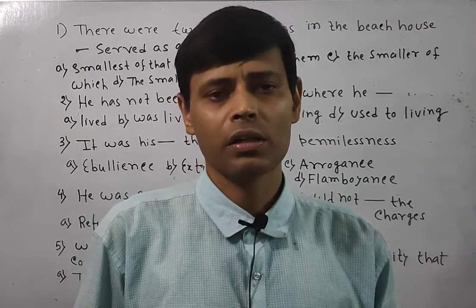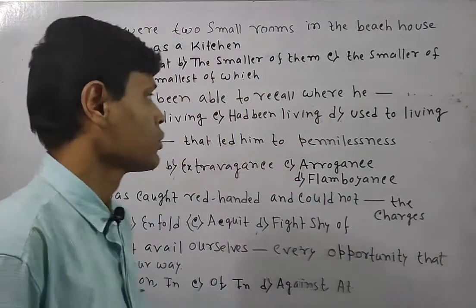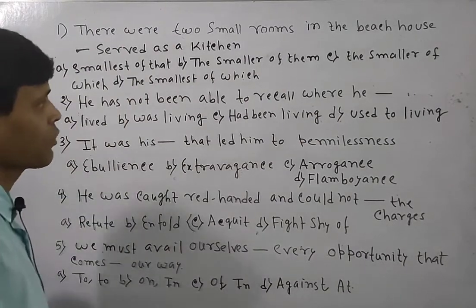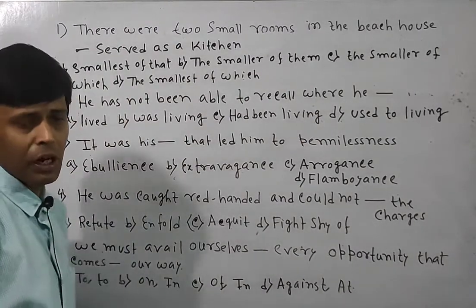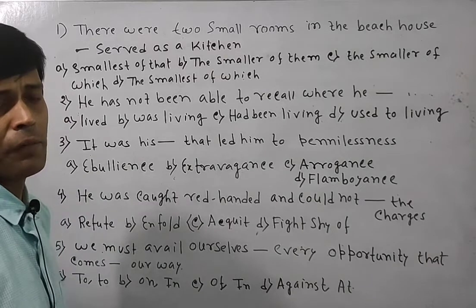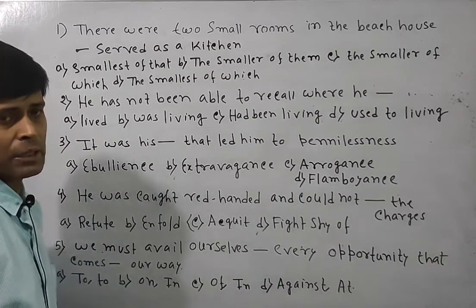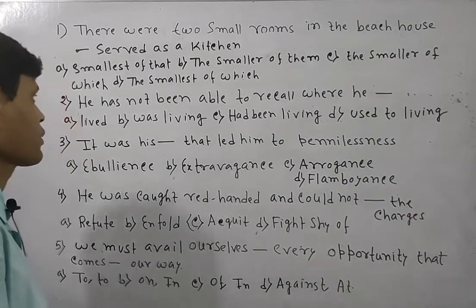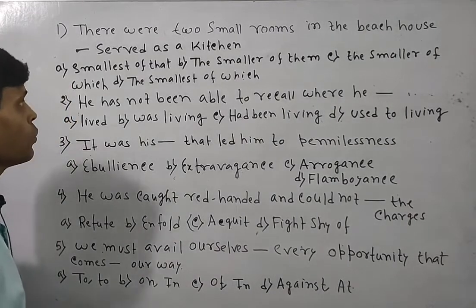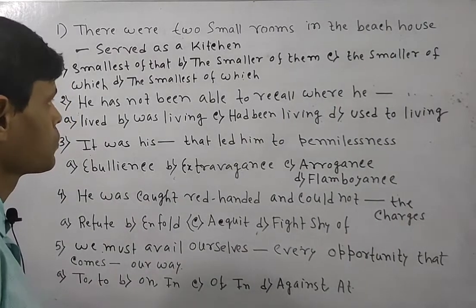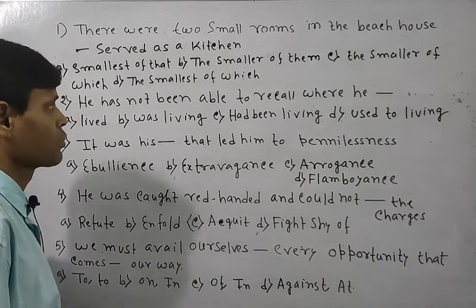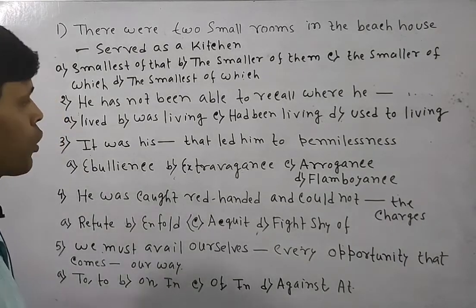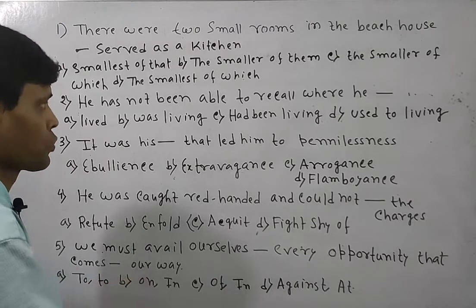Kindly look over the board. In each and every question, 4 options are given. Out of the 4 options you have to select the right one as per the meaning of the sentence. Now look over the first question. There are 2 small rooms in the beach house.